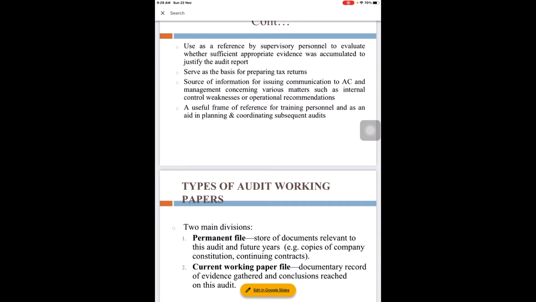So next one is also a useful frame of reference for training personnel and as an aid in planning and coordinating subsequent audits. It means that if they refer to a person, training personnel, whether they need it in planning or in order to coordinate in doing the audit.